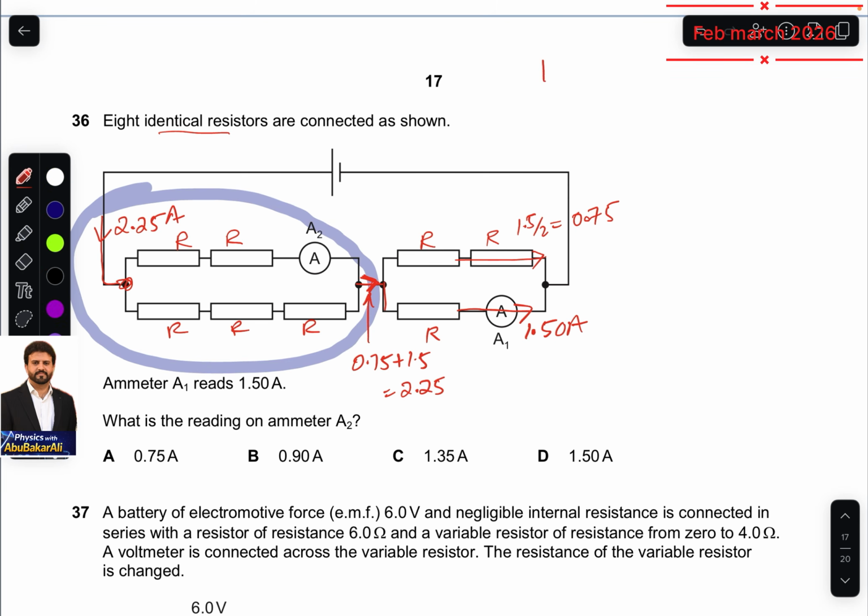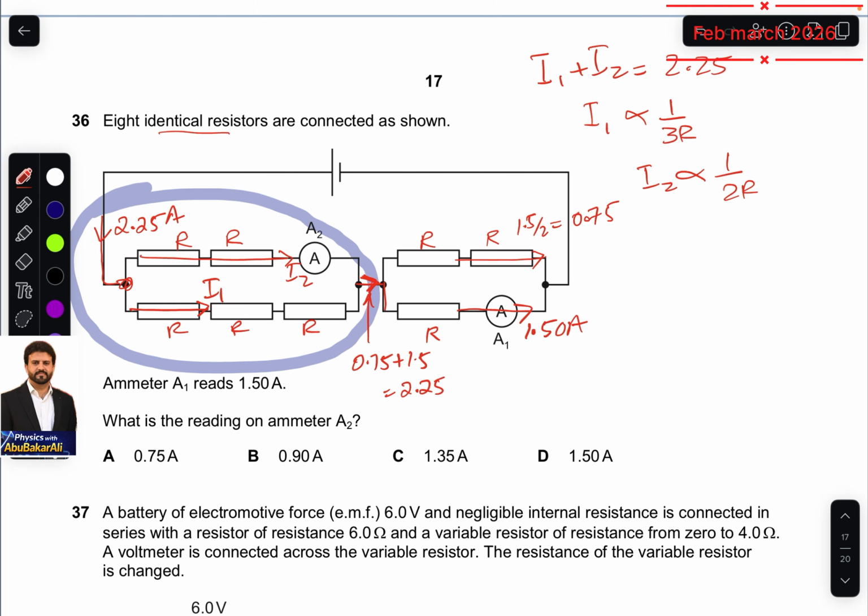Let me call the current going from there I1, and the current going from there I2. I know I1 plus I2 should be equal to 2.25, that is coming from the battery. Now I know I1 is inversely proportional to resistance, and in the path of I1 the resistance is R plus R plus R, that is equal to 3R. And the same for I2, that will be equal to 2R.